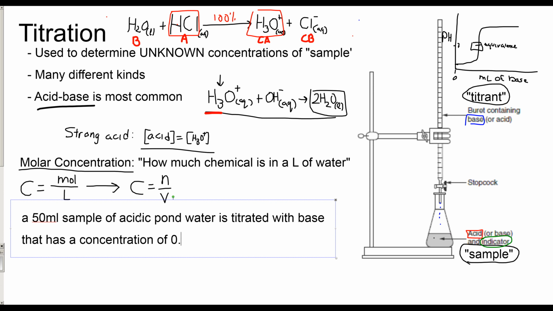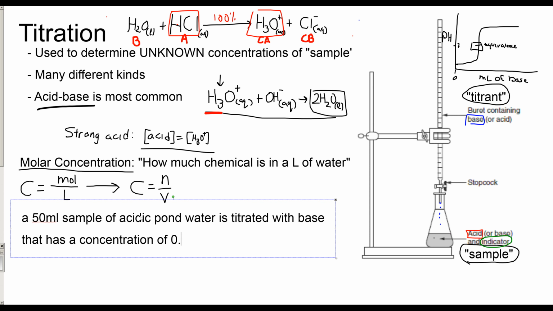So it's a really simple formula. All we need to do is write down all of our values here and then try to solve for the unknown value. So my concentration of acid, I don't know. That's what we're trying to find out. My volume of acid is 50 mils.